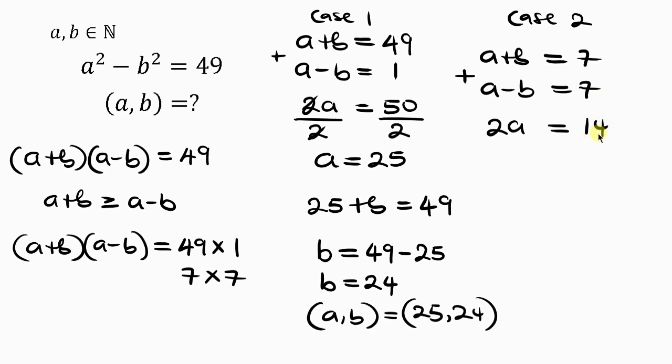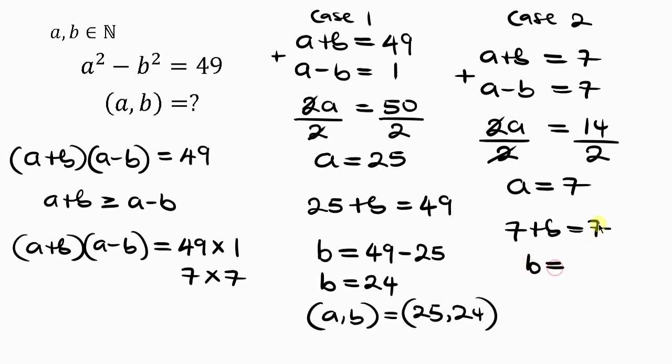Our next step will be for us to divide both sides by 2. So divide the left-hand side by 2 and divide the right-hand side by 2. So 2 divides 2 is 1. So we have a equal to 14 divided by 2, which is 7. Now to get the value of b, we substitute this value of a in either of these equations. So I'm going to be choosing the first equation. So a is 7, so write 7 plus b equal to 7.